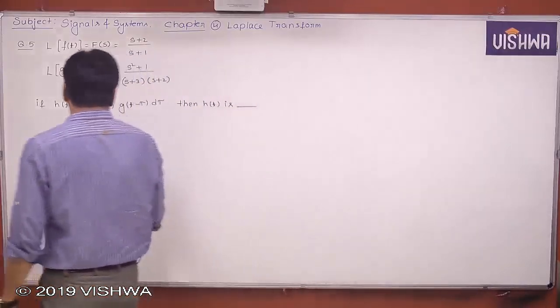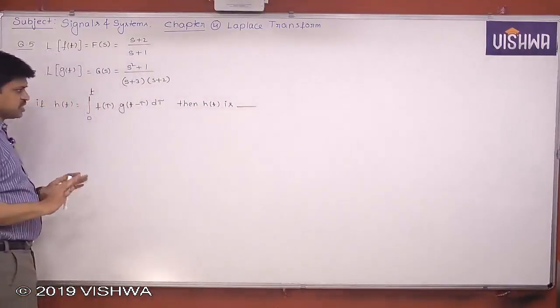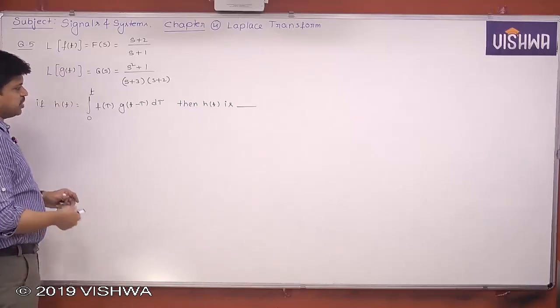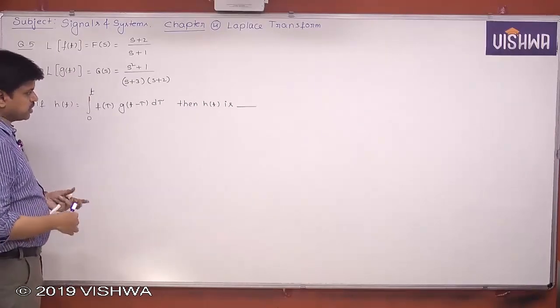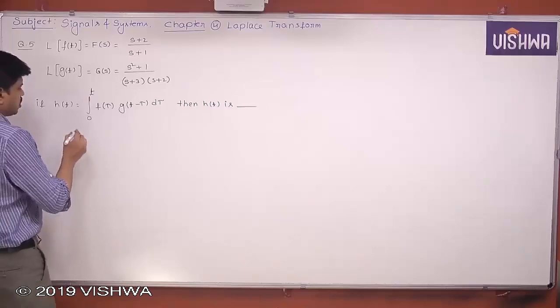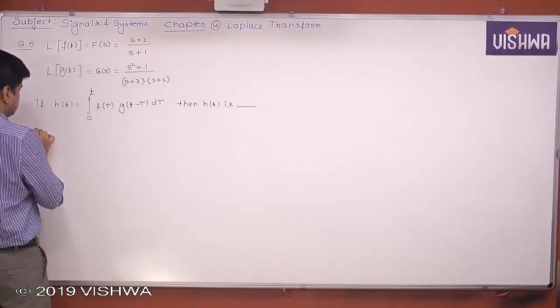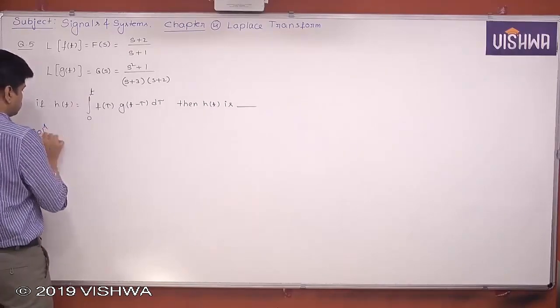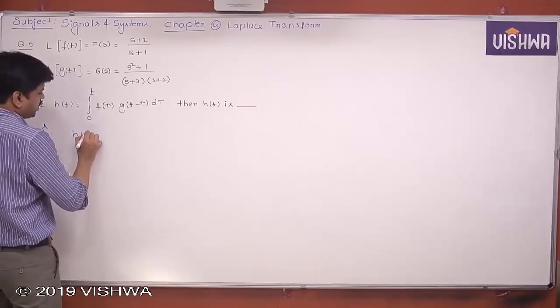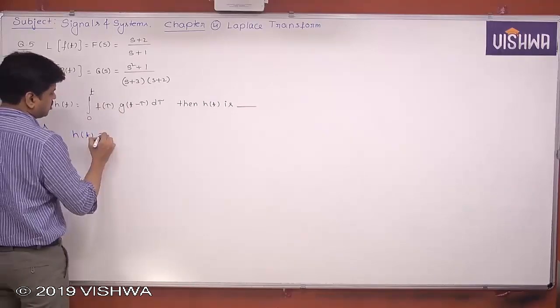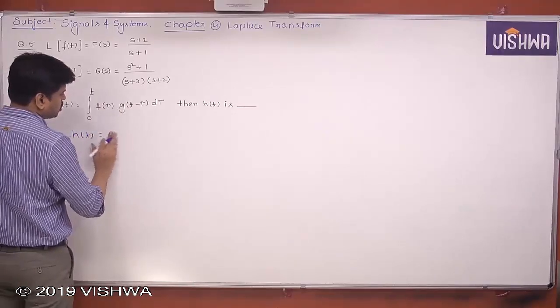So here, by seeing this integral, first I will give you a method, then I will tell you what is the wrong thing we are thinking in it. Let's say solution. h of t can be written as, from this integral, nothing but f of t convolved with g of t, right?